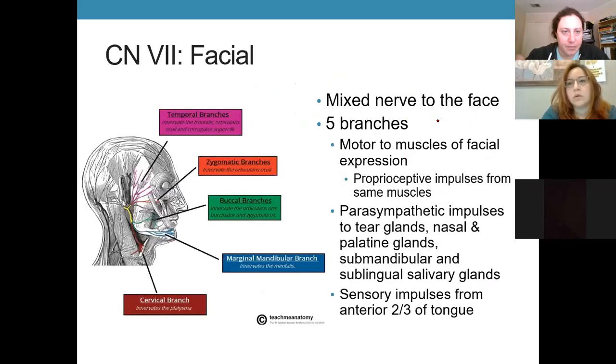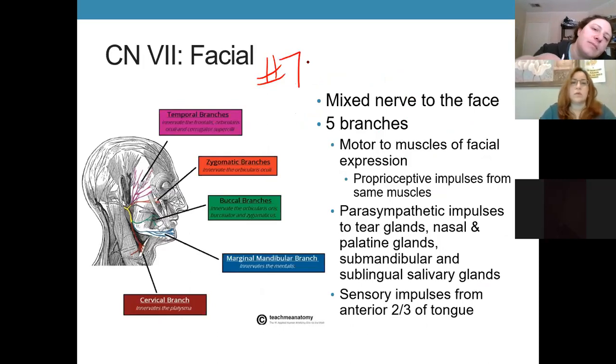Okay, so next is 7. So 7 is facial. And 7 is basically the opposite of the trigeminal. So the trigeminal is the sensory information from your face, and then the facial is the motor control over your muscles of facial expression. So all of the muscles in your face, other than the chewing ones, are controlled by the facial nerve. And again, you don't need to know this, but there's 5 branches.